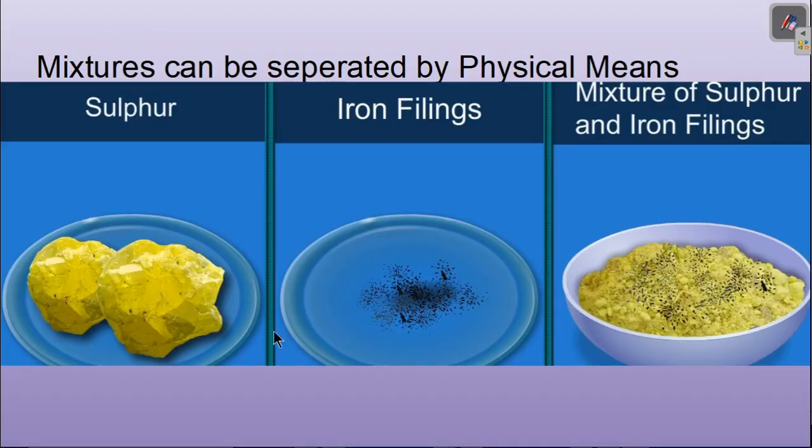Now, mixtures can be separated by physical means, and in a minute we're going to see all kinds of physical means that you can use to separate mixtures. Here you have your sulfur. We're talking about this is yellow. This element is yellow. Your iron filings are black, and here's your mixture, okay, of sulfur and iron filings. And actually, you do have a picture of something very, very similar on page 100. So this is where you have that picture. You have put them all together.